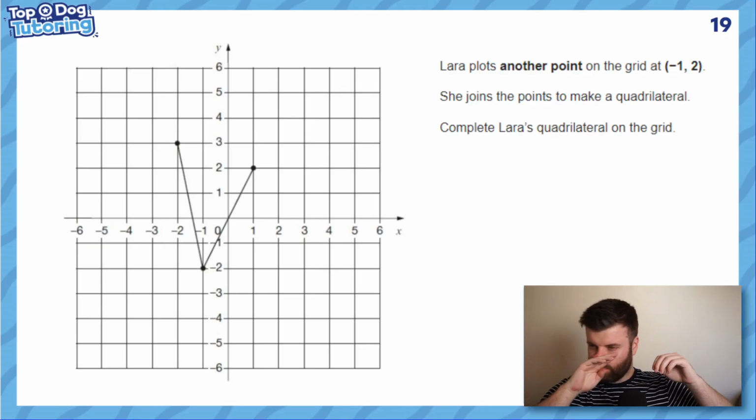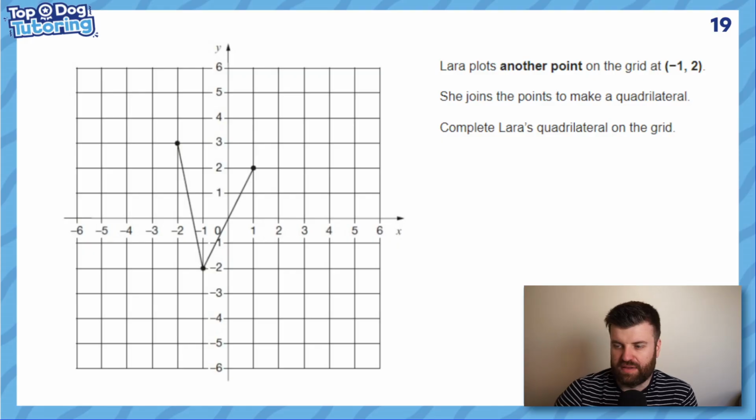Okay. I love this one. We're going to kind of amalgamate, put everything together now. So first question, Laura plots another point on the grid at -1, 2. So we looked at coordinates. Can you go -1, 2? Put a point where it would be and join the points to make a quadrilateral. What would this look like?